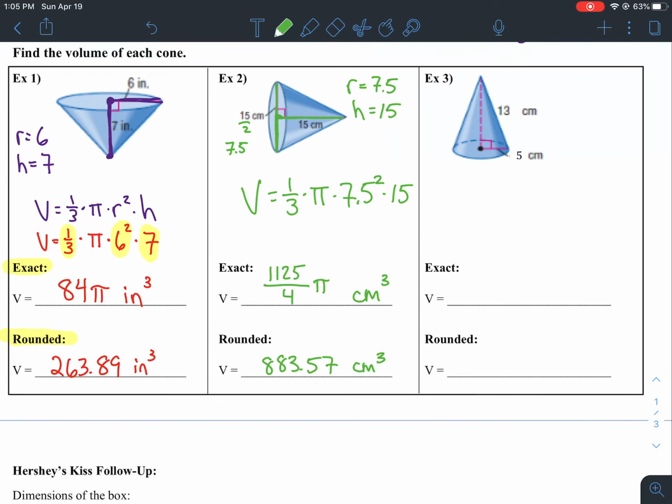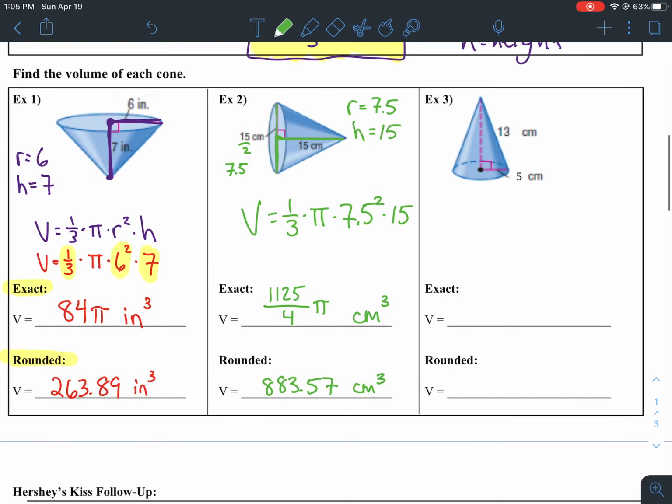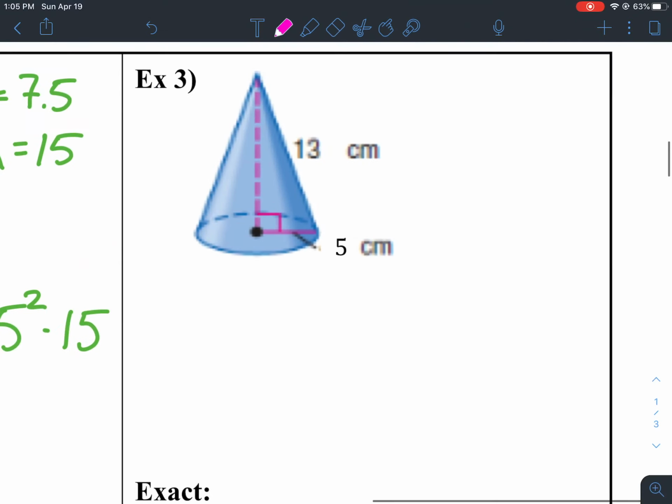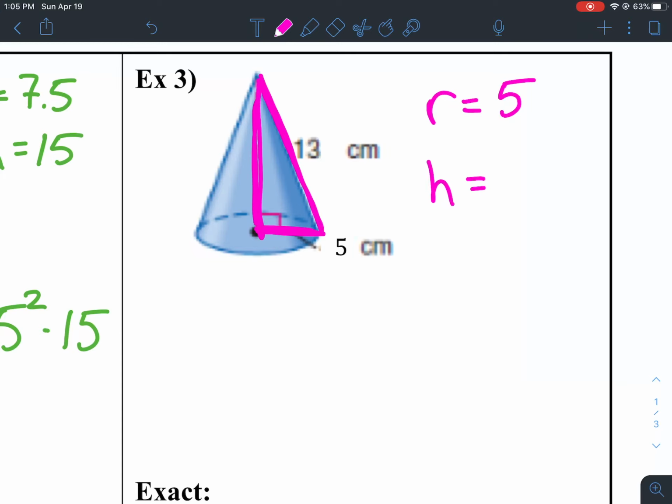Okay. So what I'm going to challenge you to do is take a look at this last problem, see if you can figure out what our final answer is going to be. I'm going to give you a little bit of a clue here. Okay. Radius and height. We see the radius is 5. We don't know what the height is. The 13 is listed on the outside of the shape. It's the slant height. So what can we do to figure out the height?